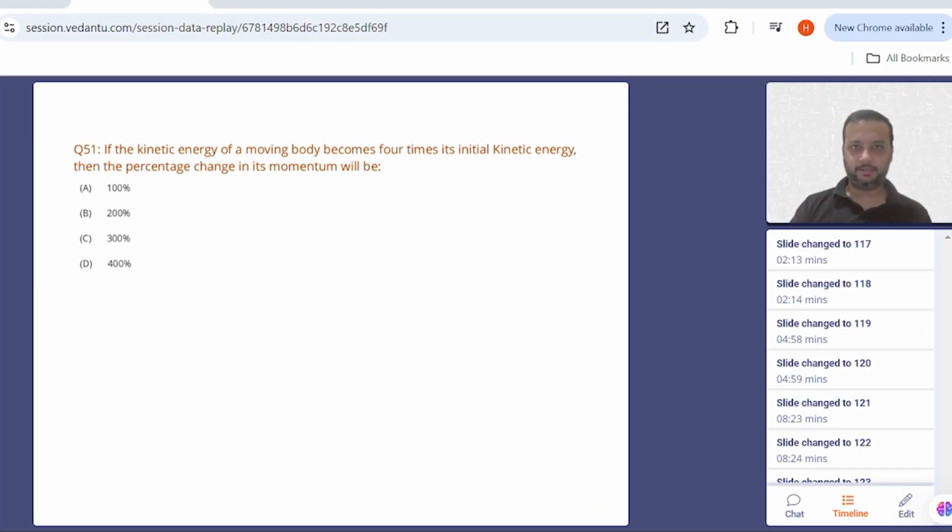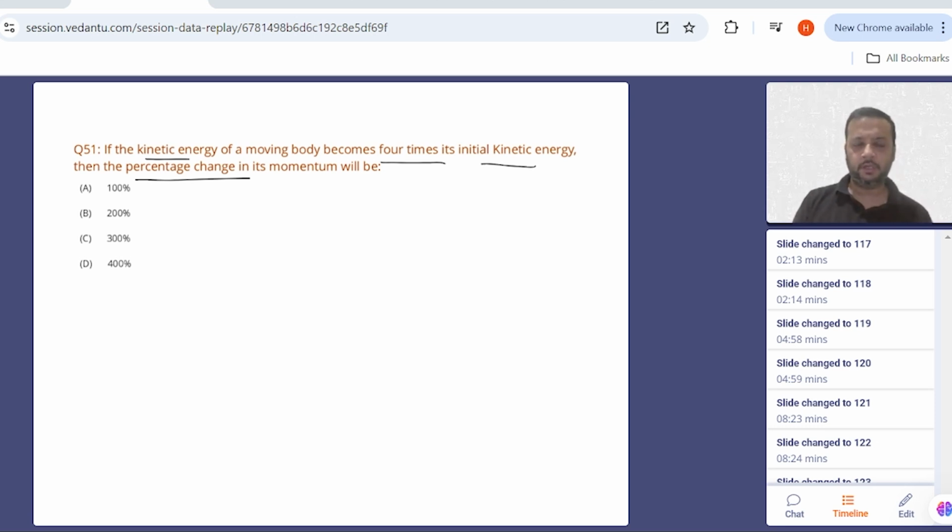So hi students, my name is Pratik Garg, and here I am to provide you the solution of the physics section of this paper. Let us see the first question. In this question, it is given that the kinetic energy of a body becomes 4 times its initial kinetic energy. Then what is the percentage change in the linear momentum?